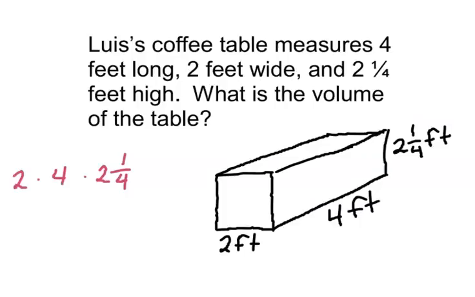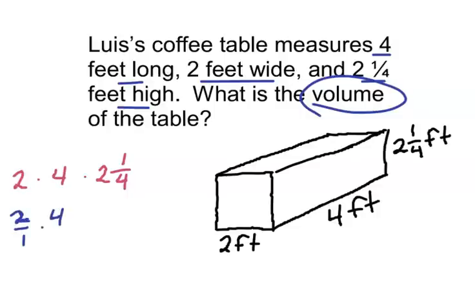Luis's coffee table measures 4 feet long, 2 feet wide, and 2¼ feet high. All right, so I went ahead and did my little drawing, and there it is. What is the volume? Okay, so we're going to do length times width times height. All right, so I put it over here. 2 just becomes 2 over 1. 4 just becomes 4 over 1. And then 2 and 1/4, well, 2 times 4 is 8, plus 1 more is 9. So it's going to end up being 9 over 4.